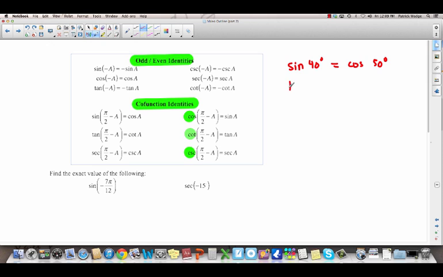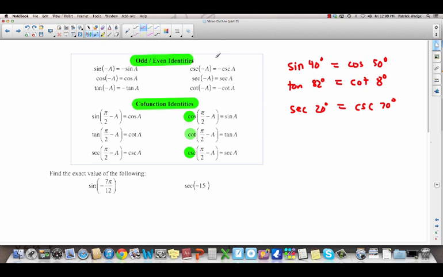Same with tan. If you had tan 82 degrees, that's going to be the same as cotan of 8 degrees. Those are the complementary angles. So sine and cos go together, tan and cotan go together, and secant and cosecant go together. So whatever the secant is of 20 degrees is exactly what the cosecant is of 70 degrees. That's what the cofunction identities are showing you.